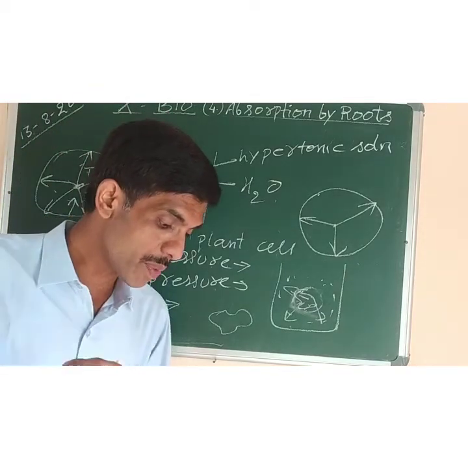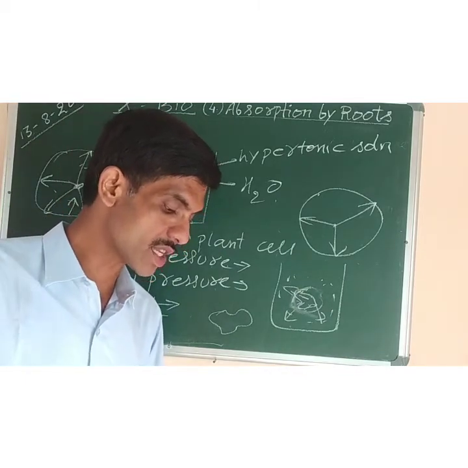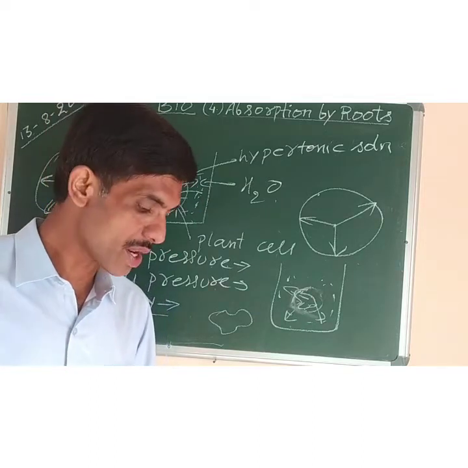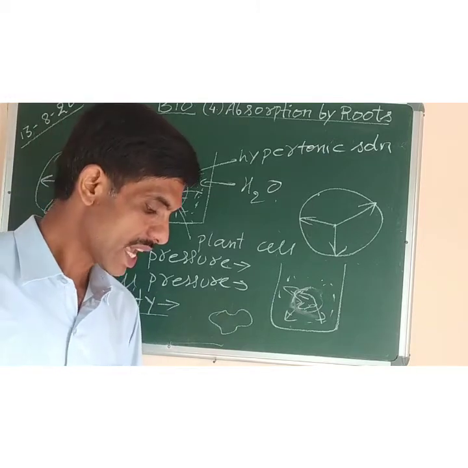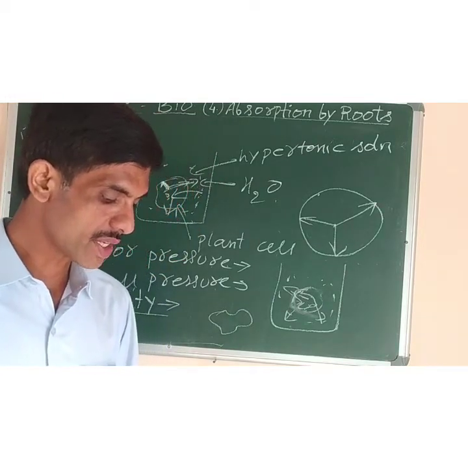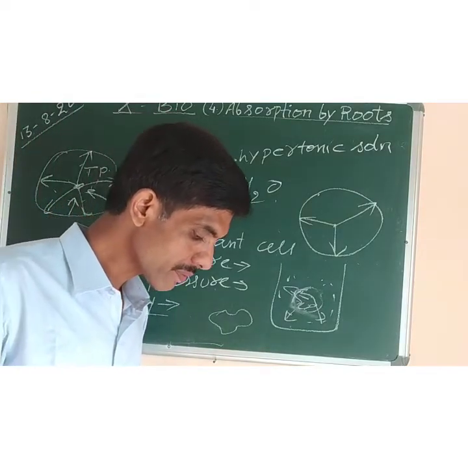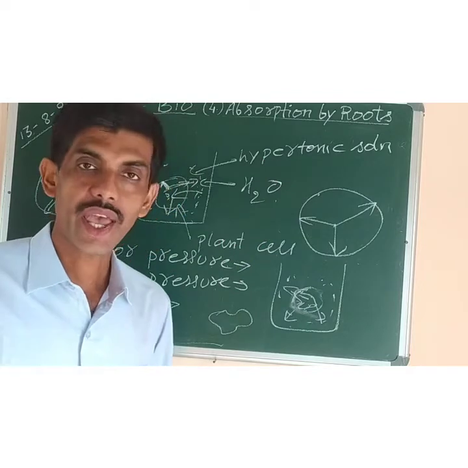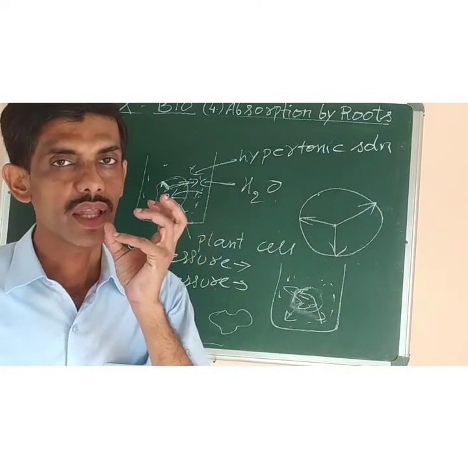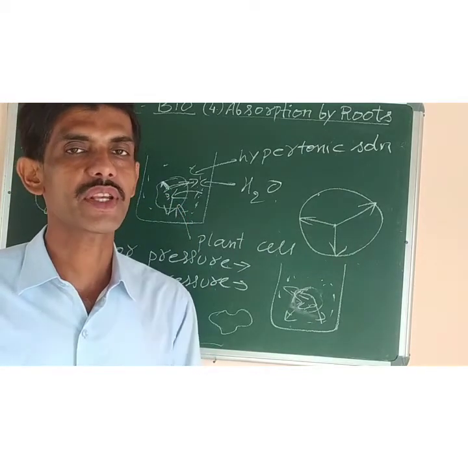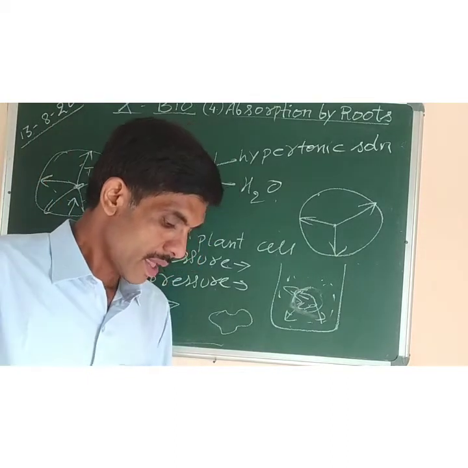So imbibition is the phenomenon or process in which living or dead cells of the plant in their dry or semi-dry state absorb water by surface attraction, which is created by hygroscopic substances like cellulose, hemicellulose and pectin materials. So what is imbibition? Imbibition is the absorption of water by surface attraction into wooden objects.